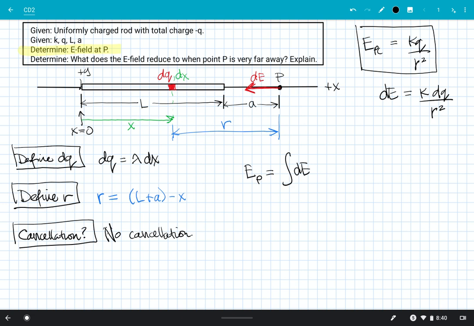All right, let's write out our integral then. Here I'll have my k dq, that's going to be lambda dx, over r squared. So that will be L plus a minus x, squared. And I'm going to integrate that from 0 to L. We always go from low to high here. As I'm choosing the bounds of my integration, I look at what I'm integrating with respect to. In this problem, it's x. So I know I'm starting my summation at x equals 0, and I finish my summation at x equals L. All right, I'm going to leave the actual integral to you.